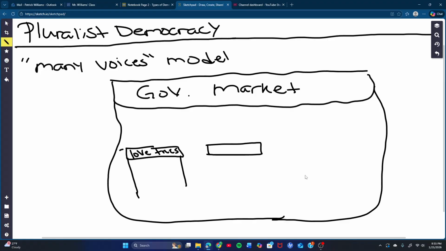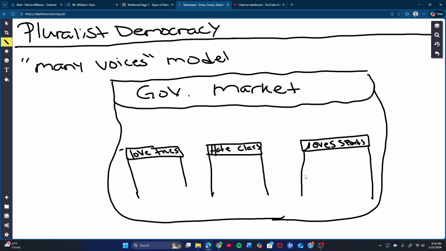You have one stand over here that wants to change classes. They hate how classes are structured. They want to change the way they change classes. All right. And then you have another person over here that really loves sports, and they want to lobby that everyone should play a sport, right? So in the pluralist democracy, there's so many different voices, right? And think of it like checks and balances. All these groups check each other, right?